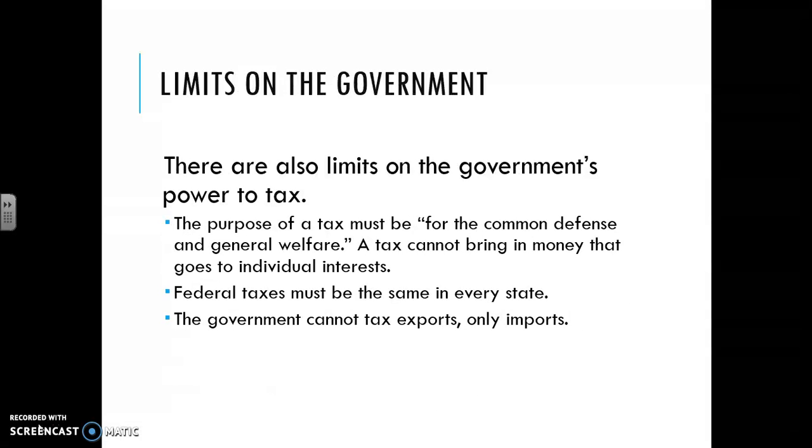Now, there are some limits on government and their ability to tax. So the purpose of a tax must be for the common defense or the general welfare, meaning that people have to benefit from it at large, and it can't be for individual interests. So a senator can't have something put into place, or a representative cannot have a tax levied that they personally benefit from, but the masses of the U.S.